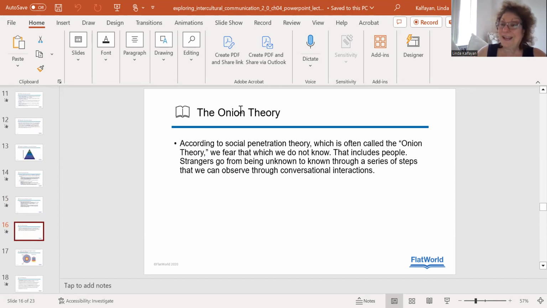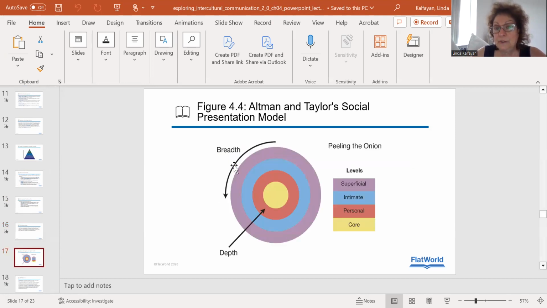Okay. So the onion theory, if you've taken speech communication or other classes, you will understand that as we peel apart our layers like an onion, we disclose more information. So we use the two words breadth and depth. The inner core is the information we probably don't want to disclose in early stages of friendships or meetings. The outer core could be what's your major, things of that nature.